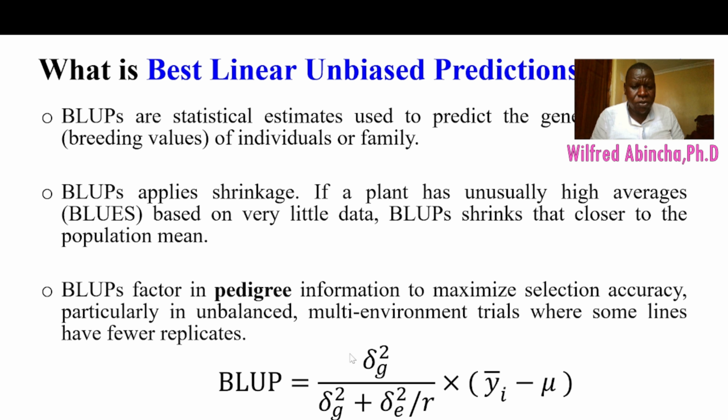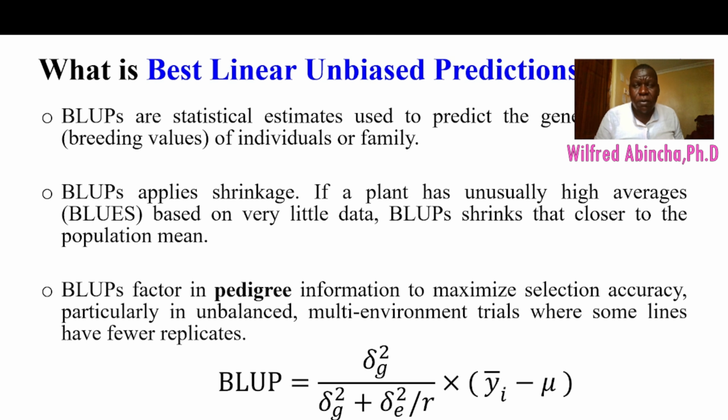Heritability values run from 0 to 1. If your material has high heritability, close to 1, there is little or no shrinkage. But if it is very low, towards 0, it will shrink the value towards 0, therefore shrinking towards the mean. That's about BLUPs.